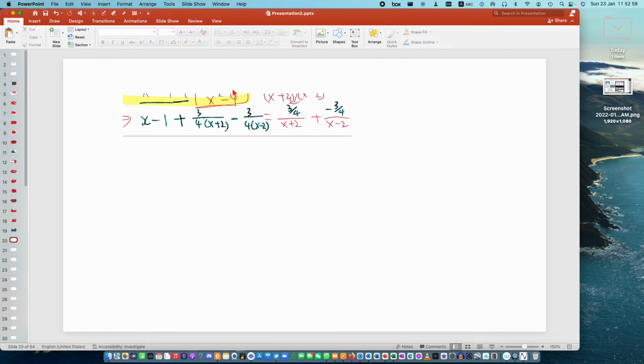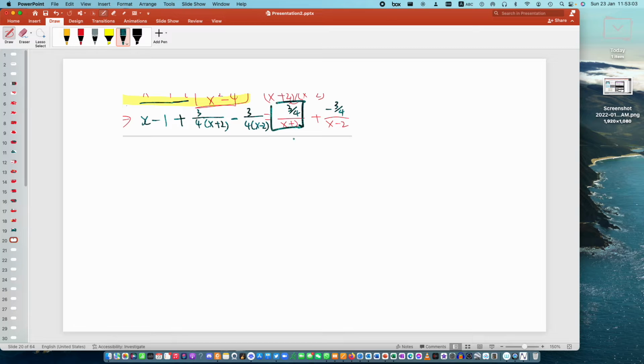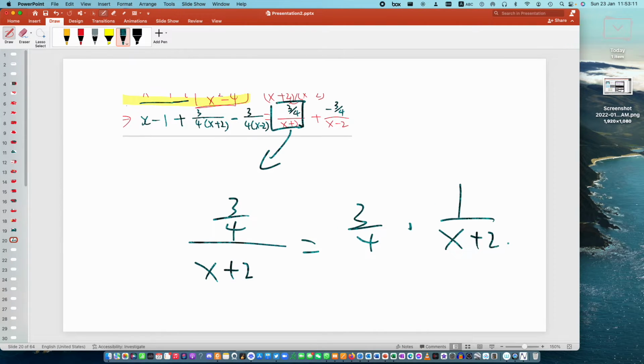Okay. I think your brain is burning. Yeah. Okay, good. So 3 over 4, x plus 2. So 3 over 4 is on top, which is the numerator. You times 1 over 1 plus 2.